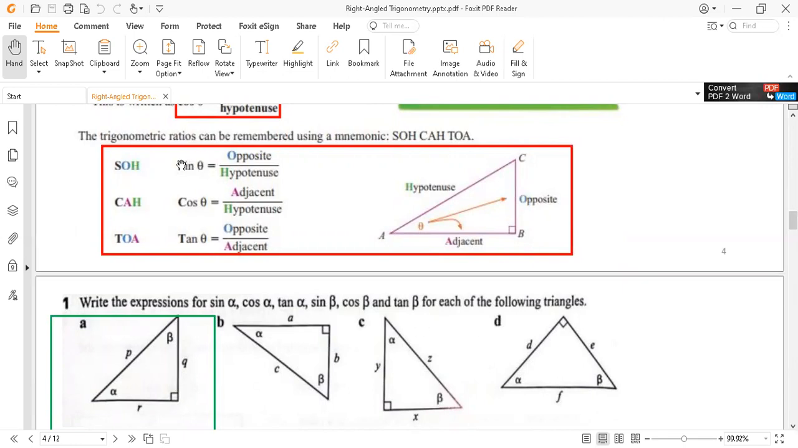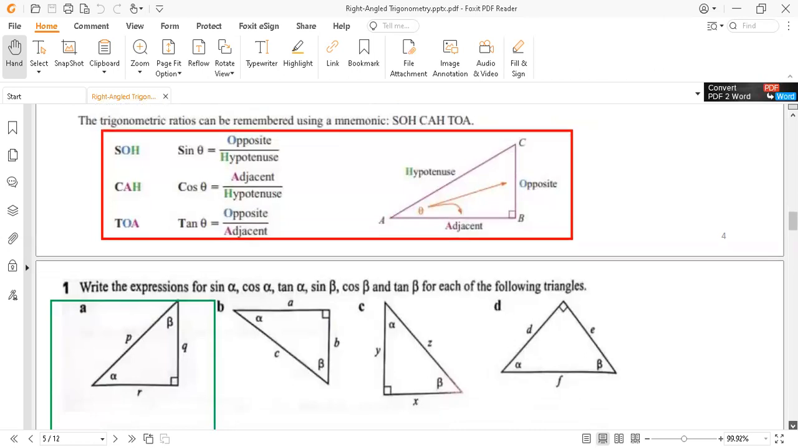The sine is always opposite over hypotenuse. Sine theta is opposite, BC, over hypotenuse, AC. Cosine is adjacent over hypotenuse, so AB over AC. And the tangent is known as the quotient of sine over cosine, or opposite over adjacent, so it involves BC over AB only.